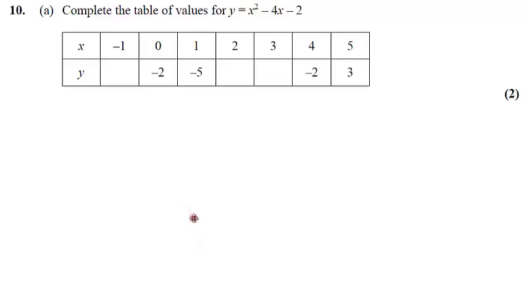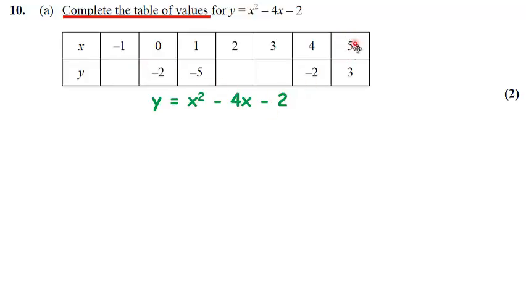Let's look at this question. A says complete the table of values for y is equal to x squared minus 4x minus 2. So you should know what to do. We want to substitute values into here, working out what y is, and then we need to fill out these three cells. That's exactly what they want us to work out.